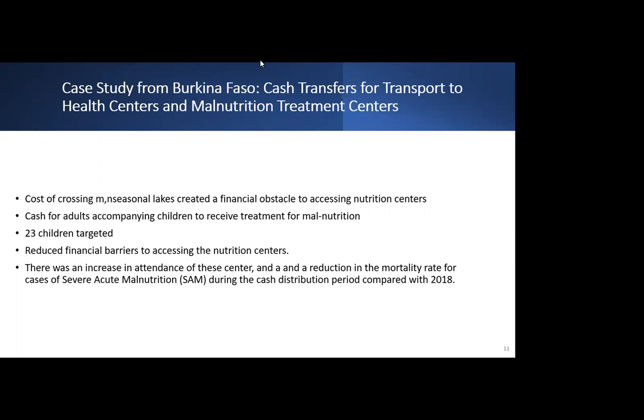And I think what I like about this case study is it's very straightforward in terms of what it will address. It is addressing directly the transportation issue. And there was actually an improvement in attendance of these centers because transportation was an issue, which resulted in a reduction in the mortality rate for cases of severe acute malnutrition during the cash distribution period.